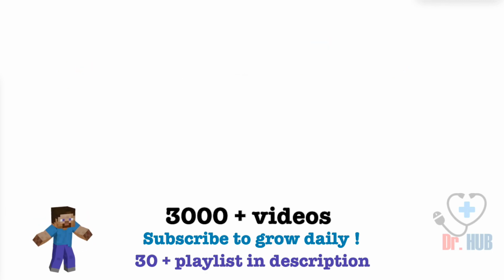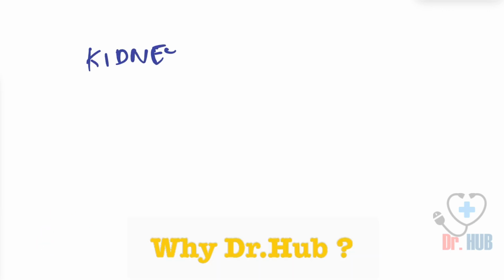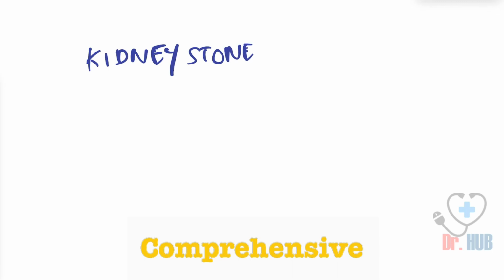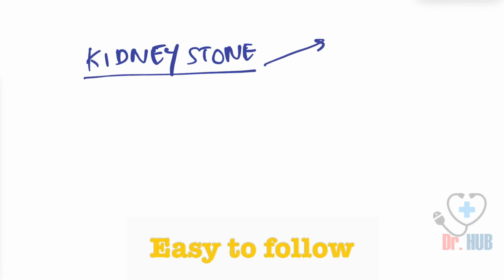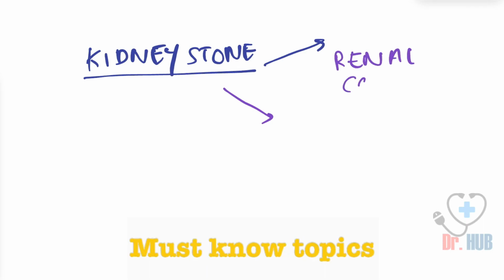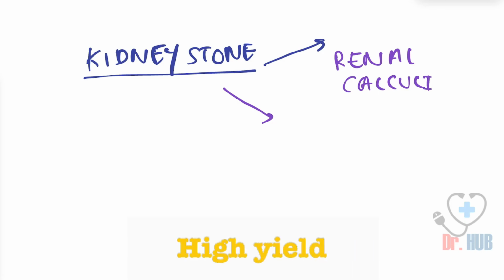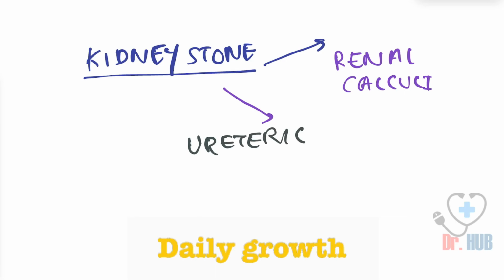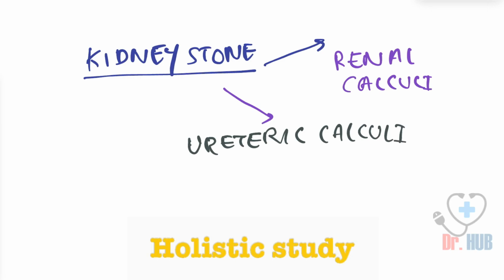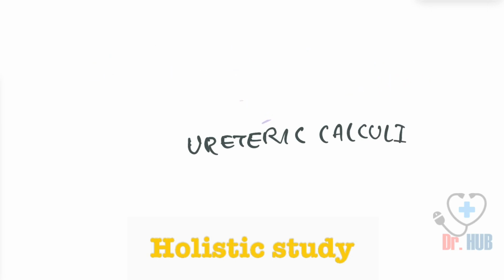First, kidney stones is a broad term. In kidney stones, there are two varieties that need to be known. One is the renal calculi. The other variety is the ureteric calculi. Now we'll be looking at the renal calculi.